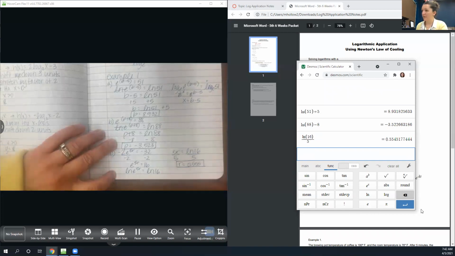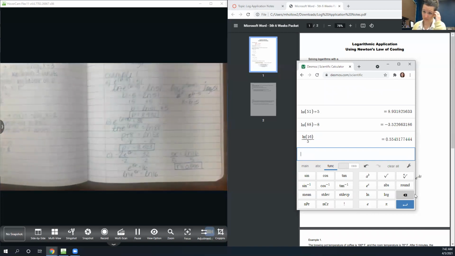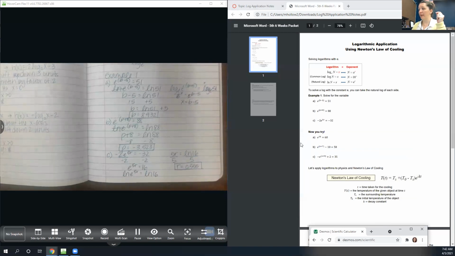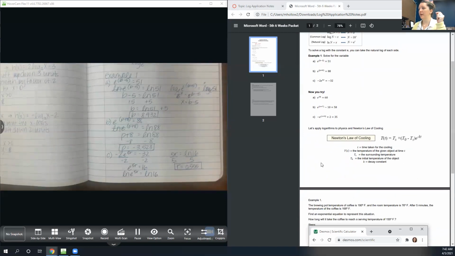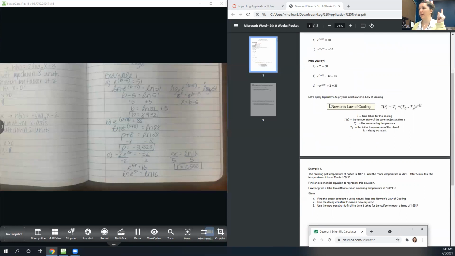All right, so that's a quick lesson in our beginning solving logarithmic equations. Go ahead and try these. We'll talk about these in class. And we're going to look at how this actually applies to physics and Newton's law of cooling.